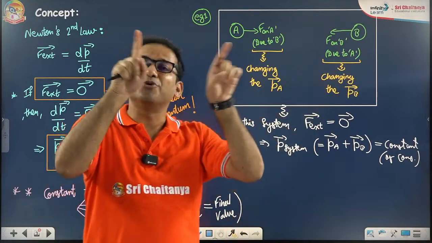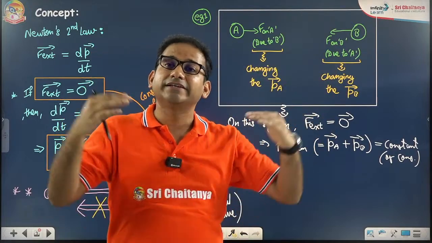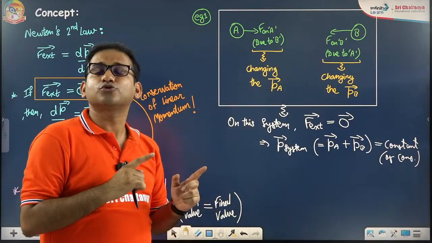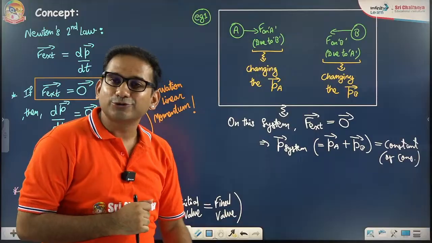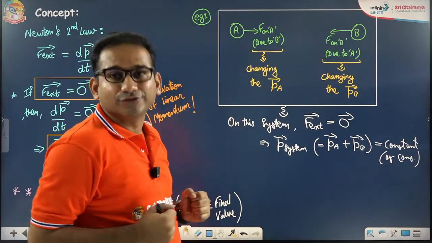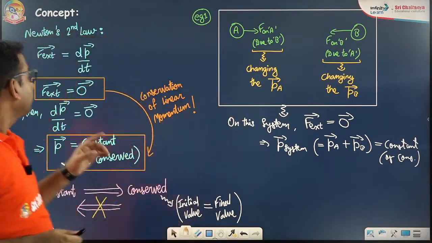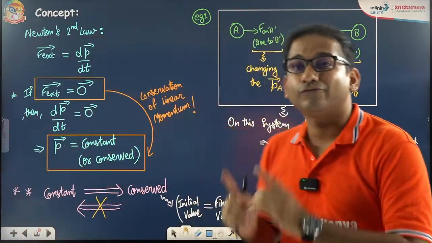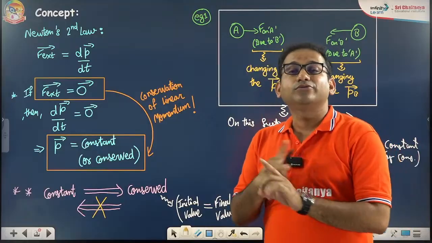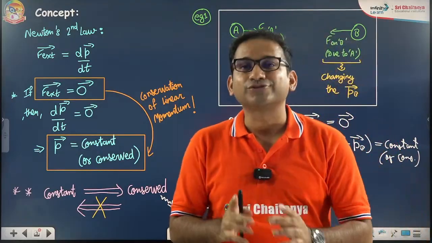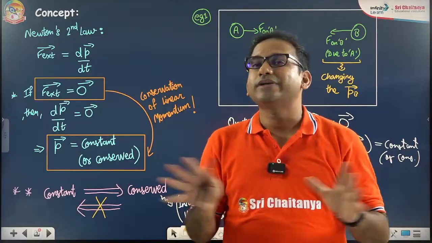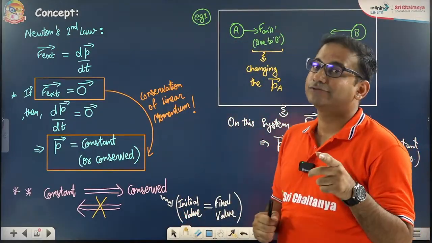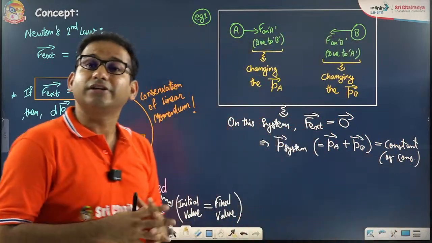But if you consider both as a system, then their mutual forces have become internal forces. There is no external force acting on the system, and the linear momentum can only be changed by an external force. Internal forces don't have the capacity to change the linear momentum. I repeat, internal forces don't have the capacity to change the linear momentum.